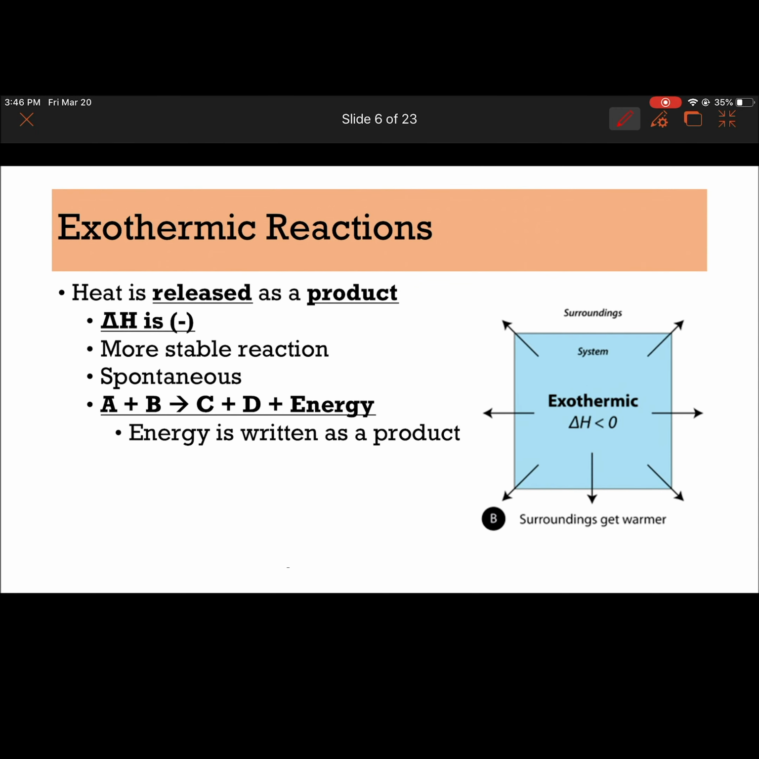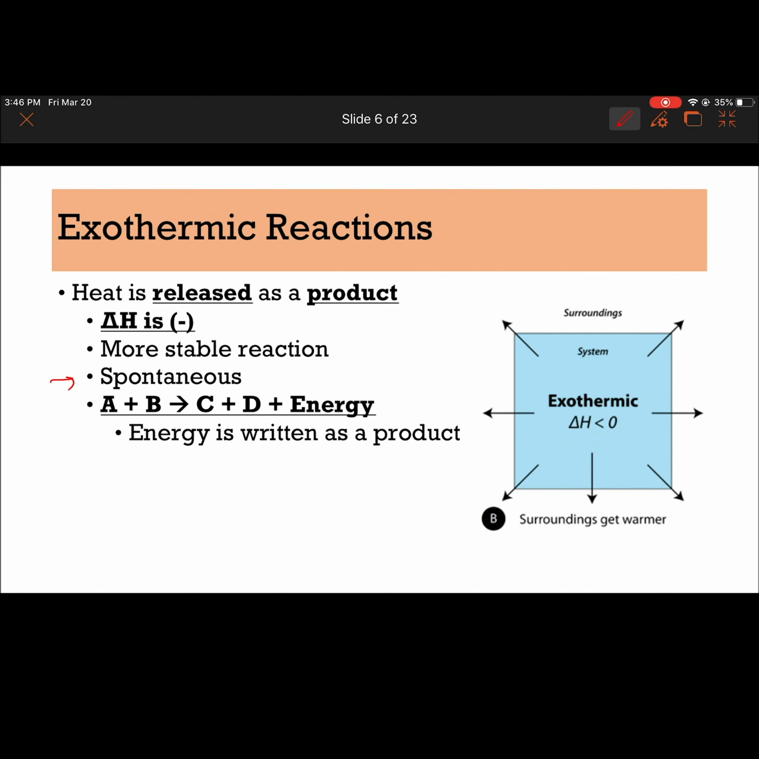Moving forward with exothermic reactions, this means that heat is going to be released as a product. So if you were to calculate delta H, again, the heat of your final, so your products, minus the heat of the reactants, your initial, you're going to get a negative value. Now these are generally more stable and these are spontaneous. So what spontaneous means is it's on its own.